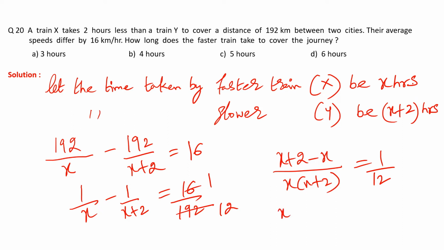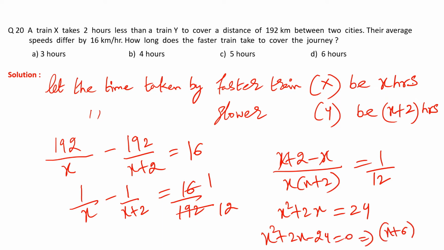So this becomes x² plus 2x equal to 24. Or we get x² plus 2x minus 24 equal to 0. So the factors are (x plus 6) into (x minus 4) equal to 0, right? So the value of x is minus 6 or 4. Obviously minus 6 is not possible, so it will be rejected. So hence the time taken by the faster train to cover the entire journey is 4 hours. So hence option B is correct.